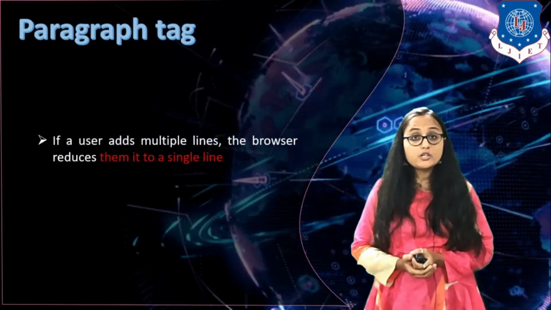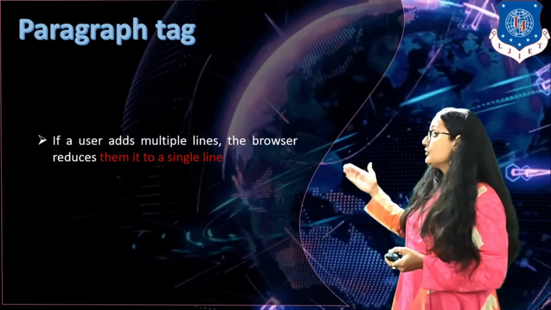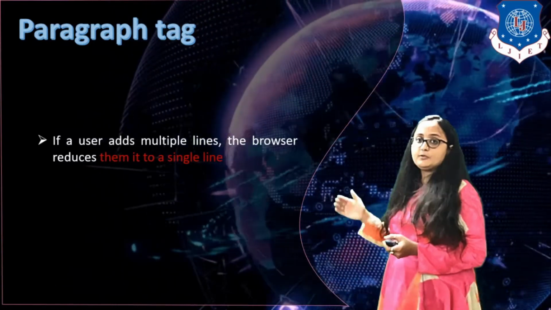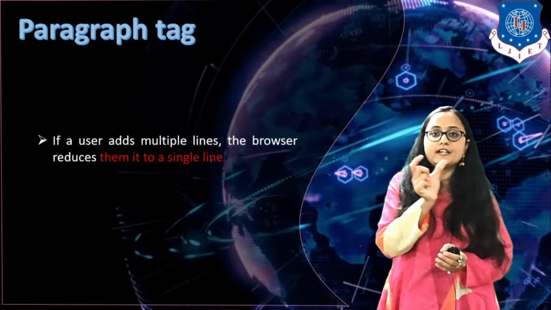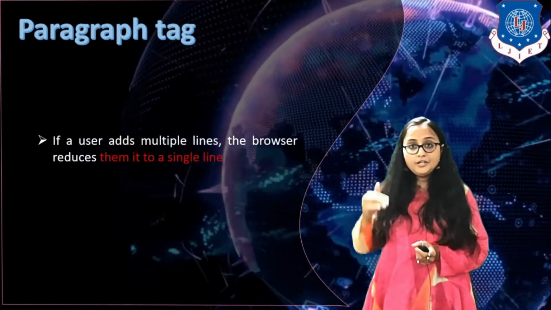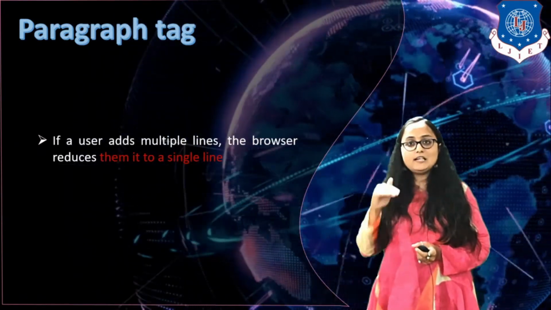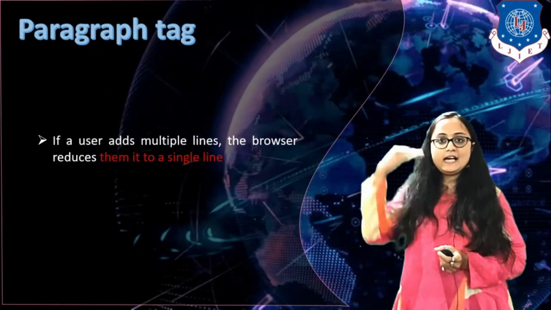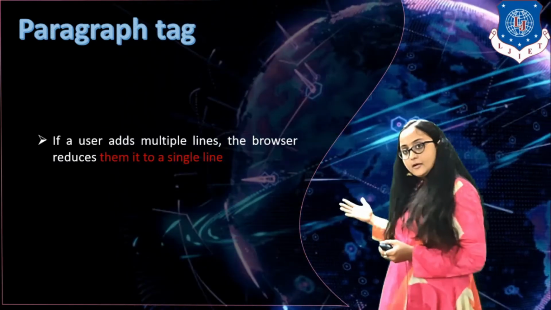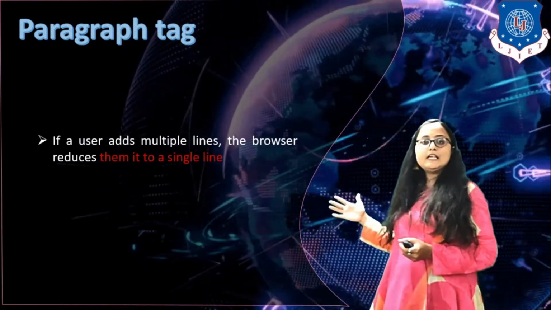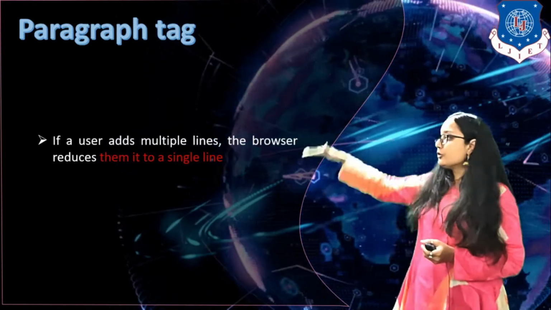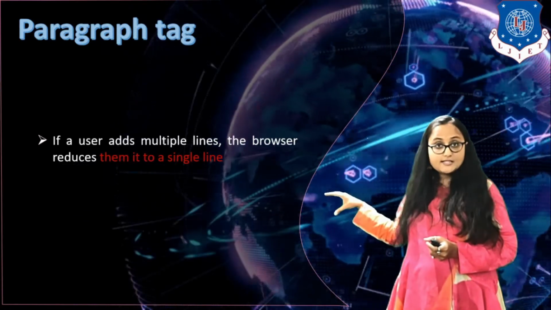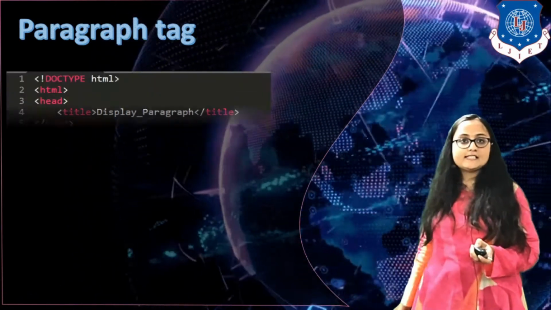Also, the next important thing in the paragraph tag is that if the user adds multiple lines between the paragraph, for example, I have an opening paragraph tag and a closing paragraph tag, and in between I have written multiple lines by using the enter key on my keyboard, what will the browser do? The browser will basically treat it as a single line. It will reduce all the multiple lines written in the same paragraph and consider it as a single line. Let us see one example.